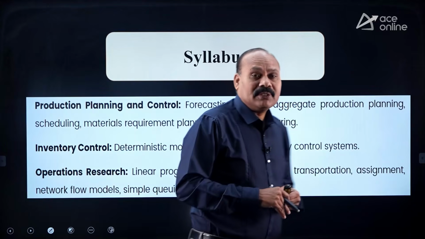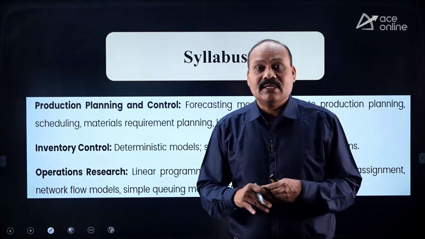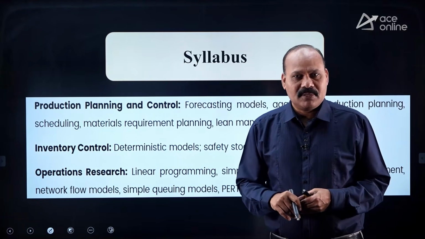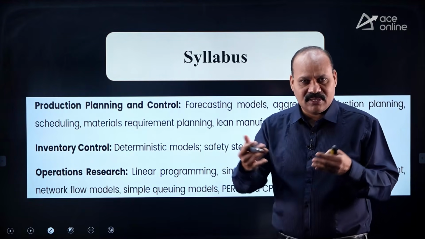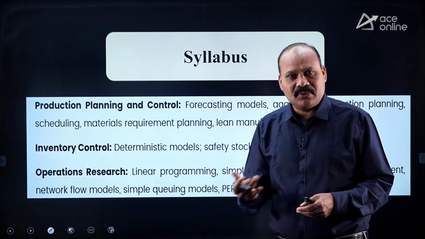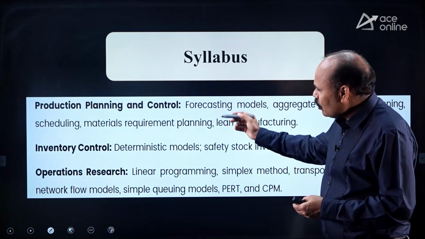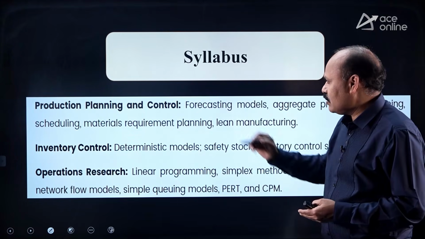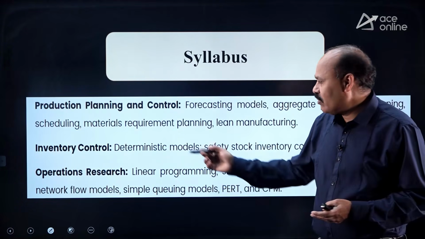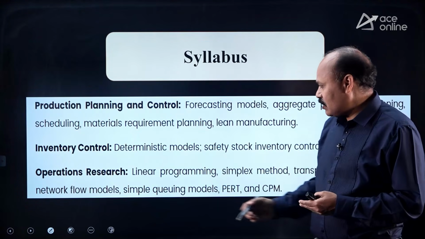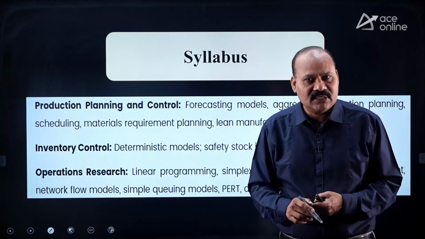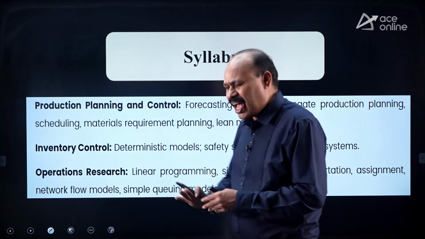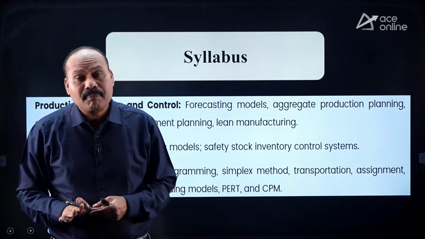Coming to the syllabus of my subject, these 3 headings you can find in the GATE paper also. In the recent GATE syllabus, GATE 2025 and 26: PPC, production planning and control, under this forecasting, aggregate planning, MRP, lean, inventory control, deterministic and safety stock; OR, LP, transportation, assignment, queuing theory, network flow model, CPM and PERT. This syllabus as it is, they have taken from GATE.